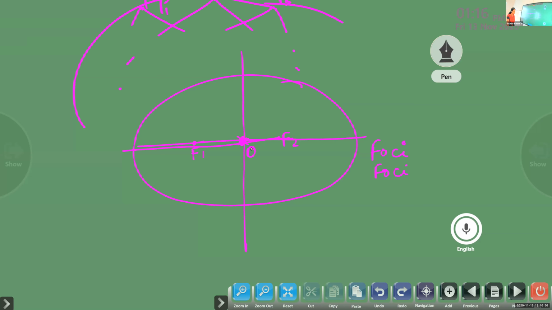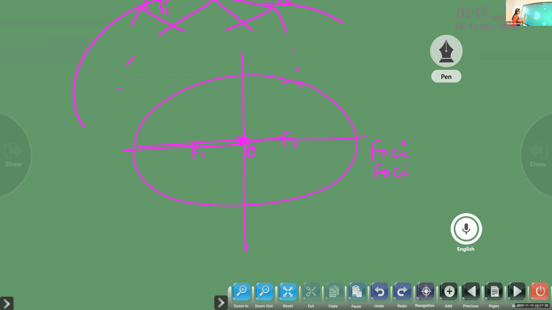Okay? Is it clear, children? The midpoint of the line segment joining the foci is called the center of the ellipse. How will you find the center? We find the midpoint of the line segment joining F1 and F2. Once you find the midpoint, you will get a point O. That point is called the center of the ellipse.